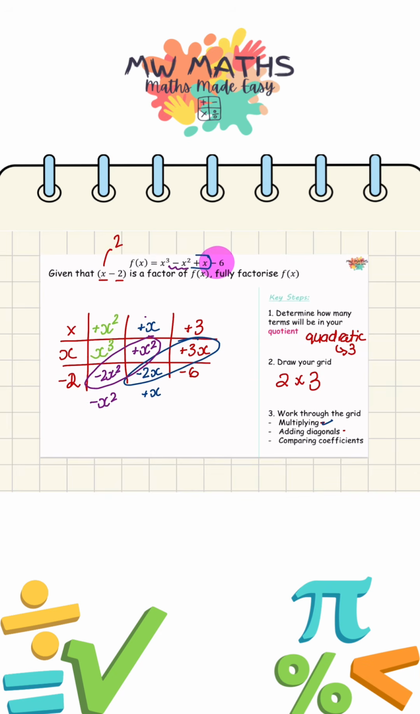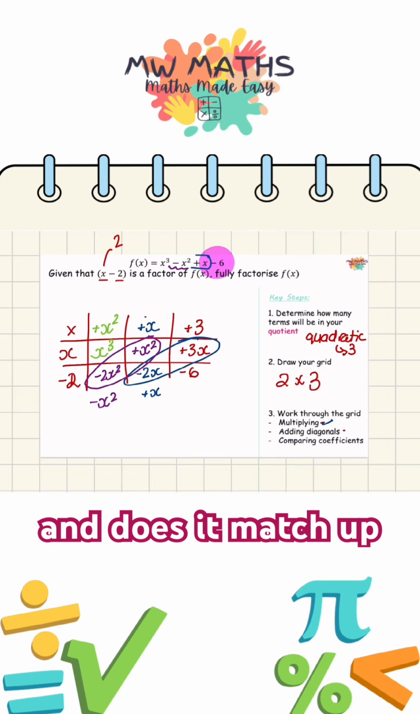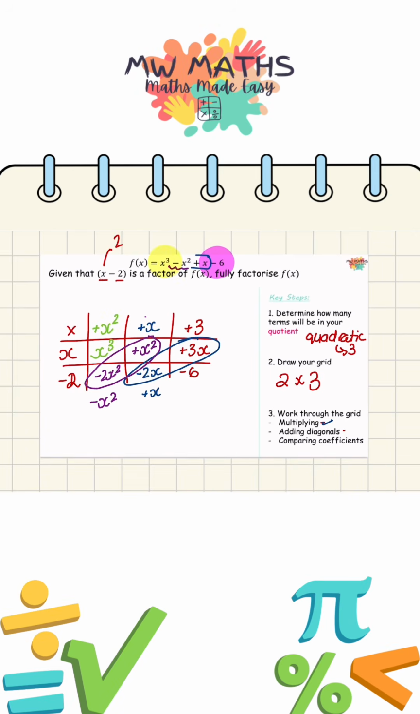This is your x². And does it match up with the final term in my cubic? Yes, it does, which means it's all good. So f of x must be x -2, x² plus x plus 3. And it says fully factorise. I cannot factorise that quadratic any further. So that's it, job done.